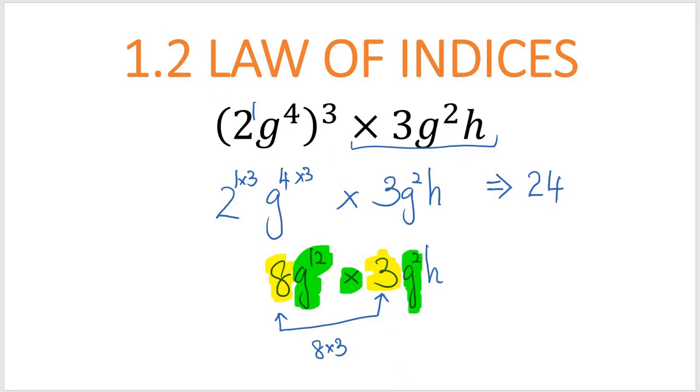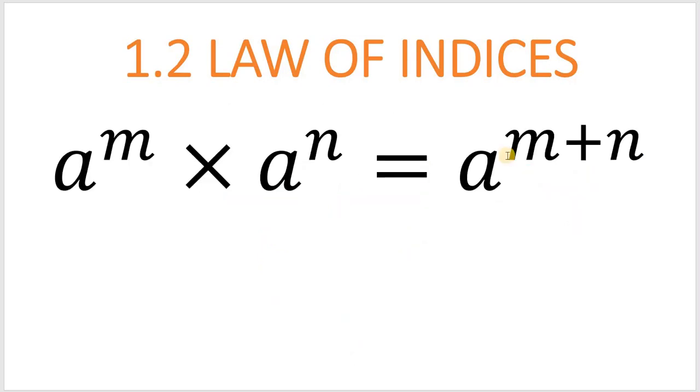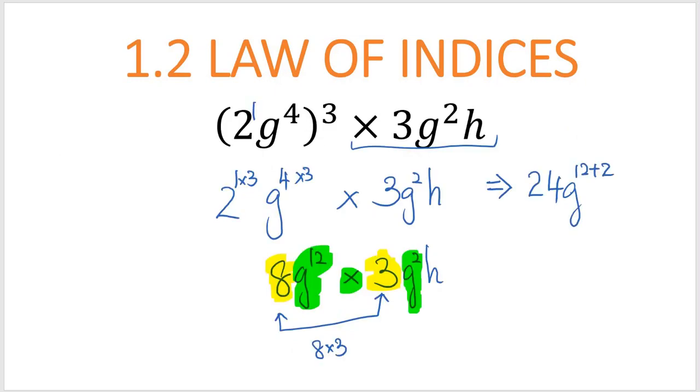Okay. So the g will be power of 12 plus 2. Because the law of indices says when we're doing the same base number in multiplication, we should add on the index. We should add on the index. Okay, remember back the law of indices. So that's why I have g power of 12 plus 2.